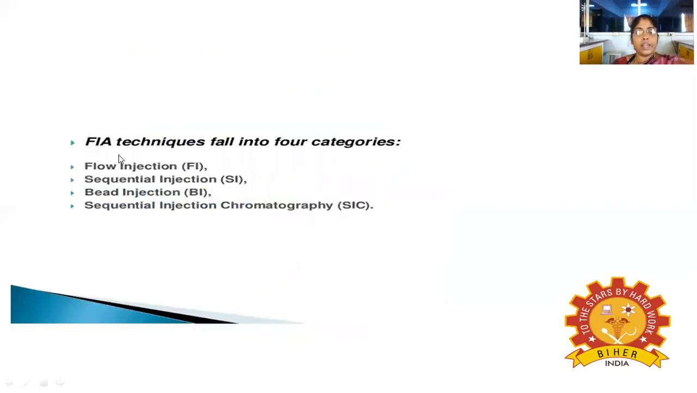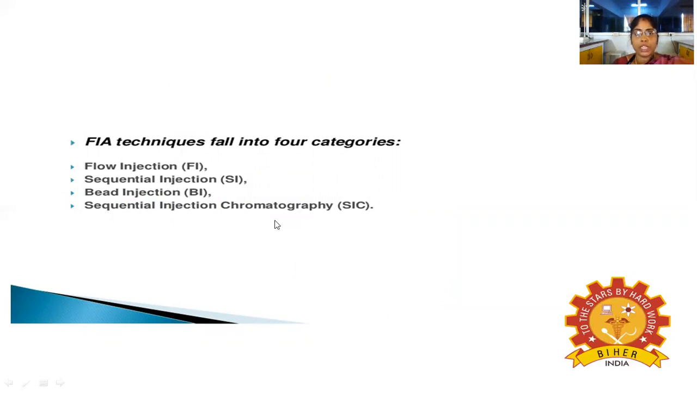When you talk about FIA, it falls into four categories. The first one is FI, that is flow injection. The next one is sequential injection. The third one is bead injection. The last one is with a purification technique, an automated and advanced form of the technique that is now feasible, called sequential injection chromatography.